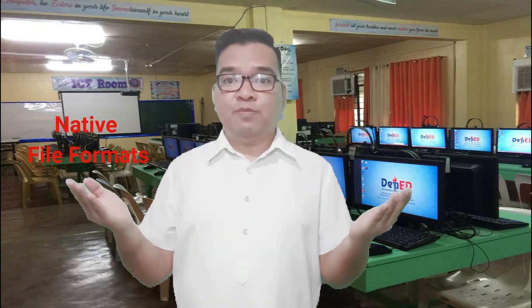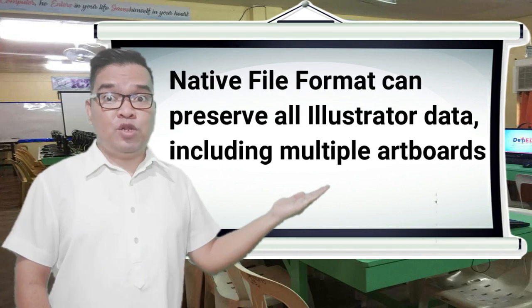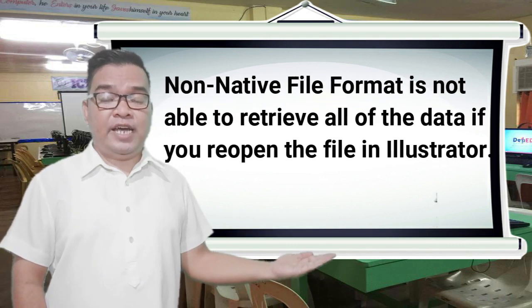From our previous online synchronous session, we have discussed two types of file formats that we can use in saving or exporting artwork. These are native file formats and non-native file formats. Native file format can preserve all Illustrator data, including multiple artworks, while non-native file format is not able to retrieve all of the data if you reopen the file in Illustrator. That is why it is recommended you save artwork in AI format until you finish creating it, and then export the artwork to the desired format.